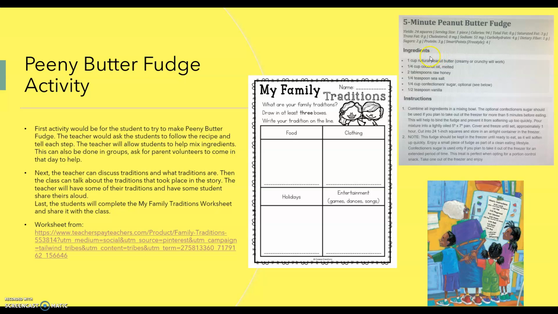Next, after they make the recipe, the teacher can talk about traditions and what traditions are. The class can have a talk about traditions that took place in the story. Then the teacher will have some of their traditions that they can share and have some of the students share theirs aloud. Last, the students will complete the My Family Tradition worksheet. This will be where students can talk about what foods their family traditionally eats, what clothing their family wears, what they do for the holidays, and any special event or anything they do for entertainment can go here, and they can talk about what they do in their family.